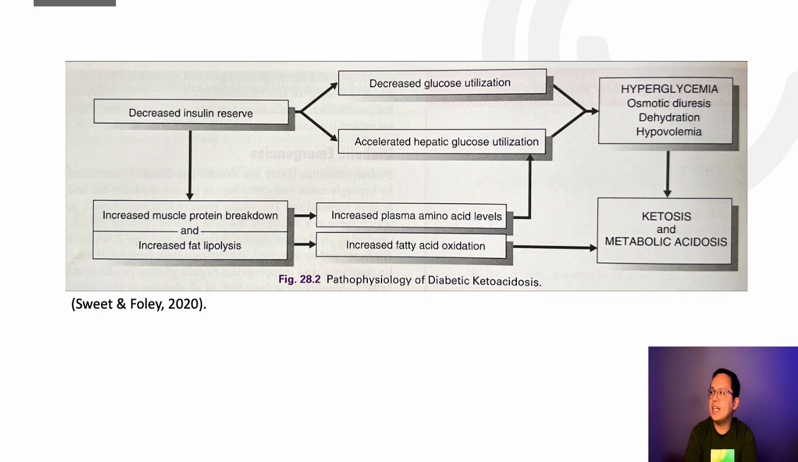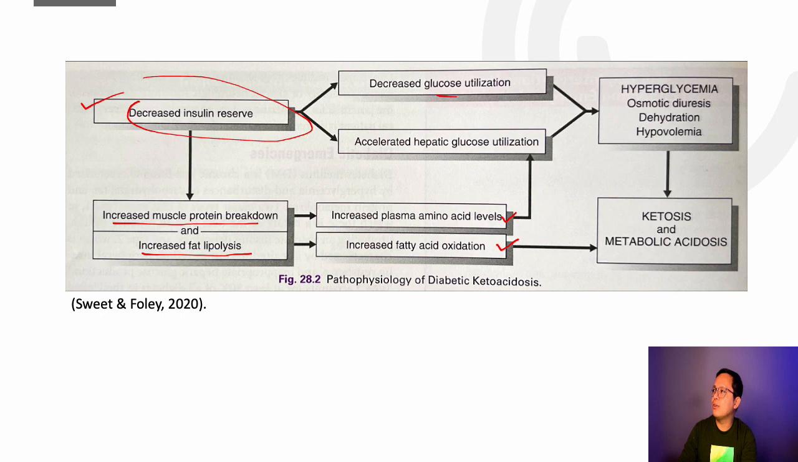So first here, so now decreased insulin reserve. So increased muscle protein breakdown, mahitabuan og increased fat destruction. Okay. So after that, there's increased plasma amino acid levels, and increased fatty oxidation.